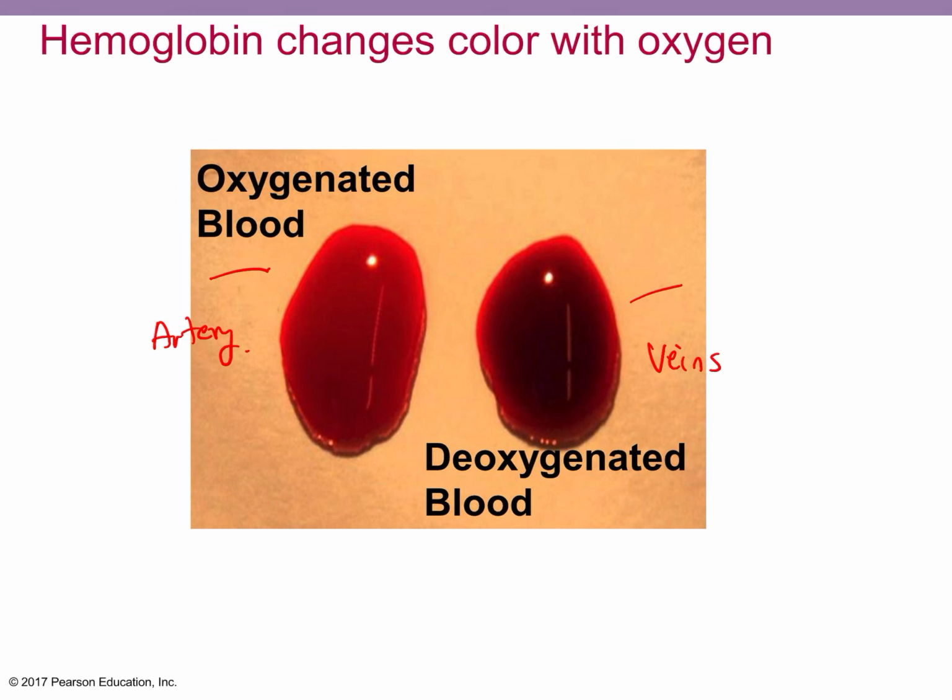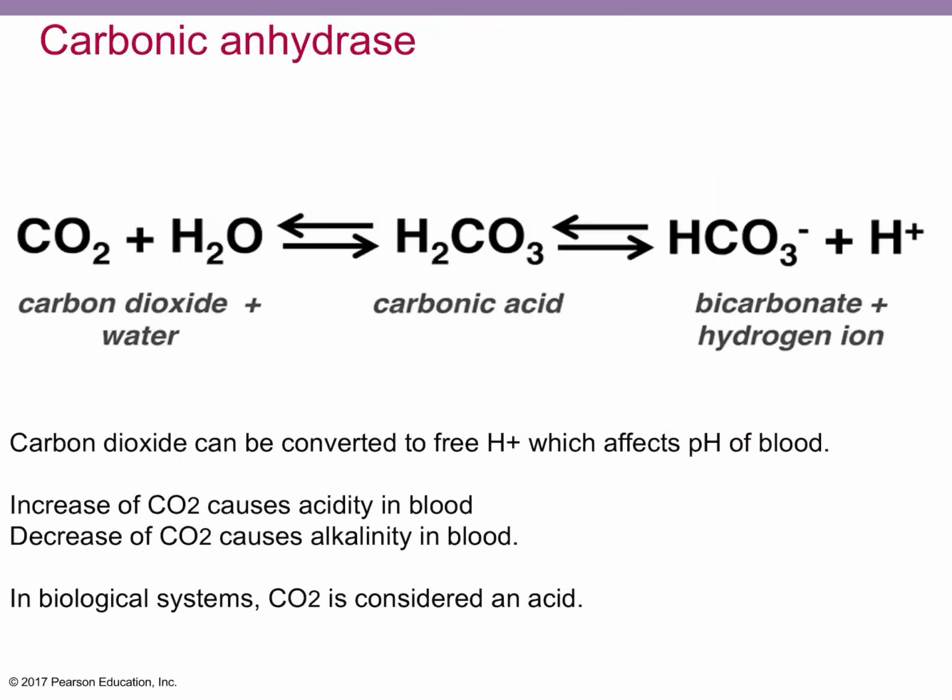Okay, so let's see. Some of our oxygen is dissolved in the plasma. Your notes say 1.5%, but remember that most of it's carried by hemoglobin. All right, what else does hemoglobin bind to? So I said carbon dioxide, but also hydrogen ions and also carbon monoxide. They're all attracted to iron.